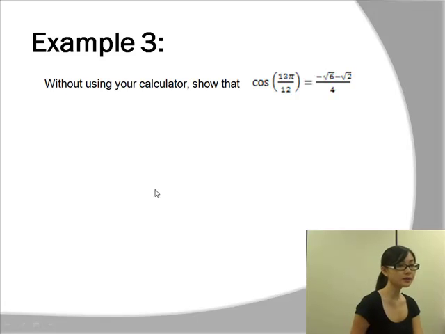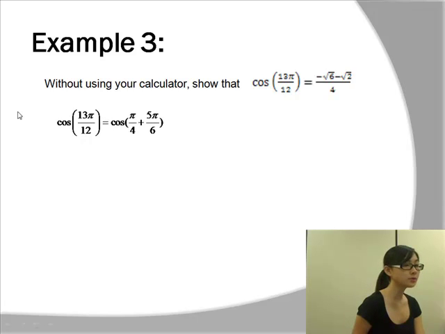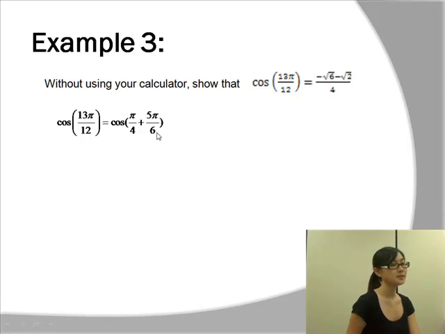Let's take a look at example 3 from our learning resources. Without using a calculator, show that cos of 13 pi over 12 equals negative square root of 6 minus square root of 2 over 4. First thing we have to do is break up the cos into A and B. In this case, A will be pi over 4 and B will be 5 pi over 6.